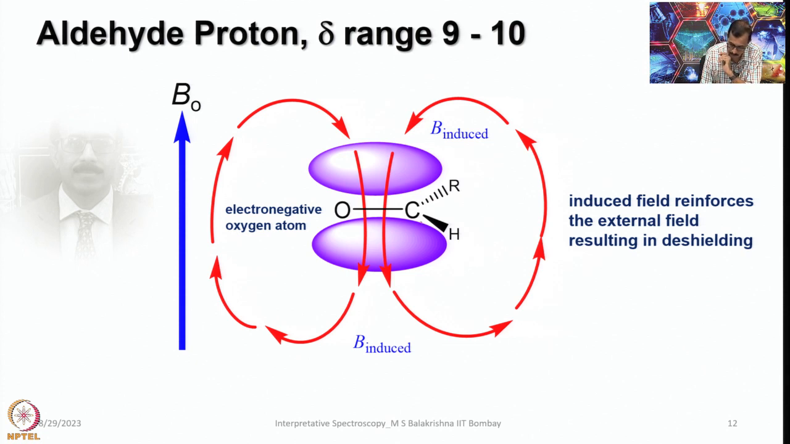So we have to focus on, again, the perpendicular orientation. In case of perpendicular orientation, again, this group is attached to electronegative oxygen atom. In this case also, the induced field generated because of this ring current is aligned with the applied magnetic field here. You can see the applied magnetic field. As a result, the net effect is deshielding, or shifting the signal to high frequency, and it appears in the range of 9 to 10 ppm.